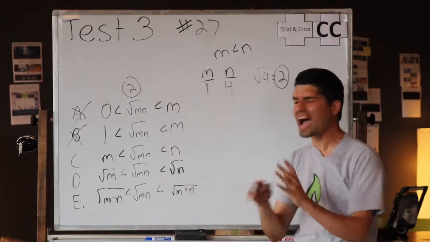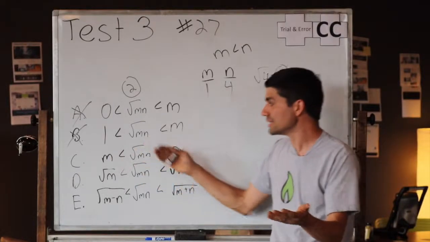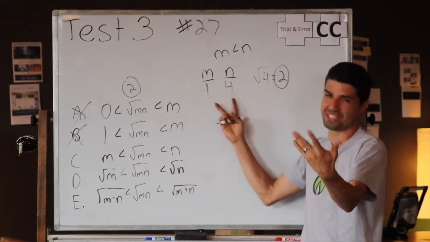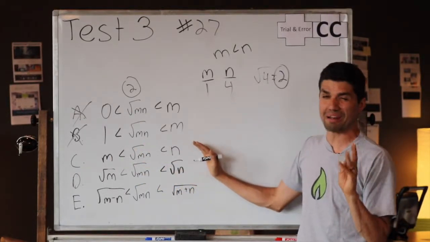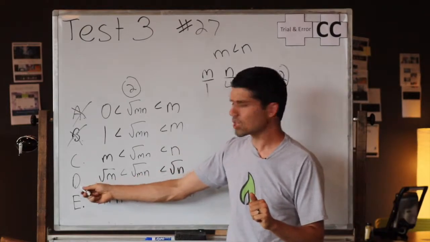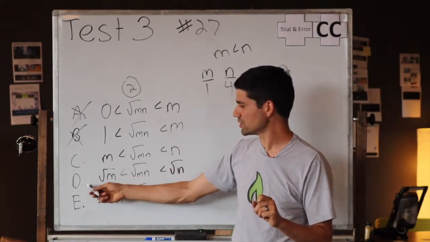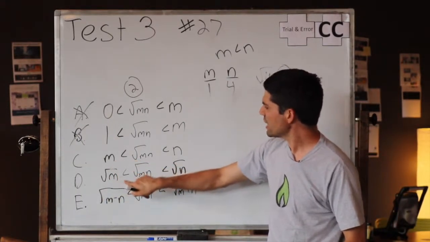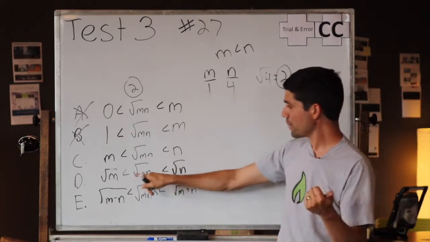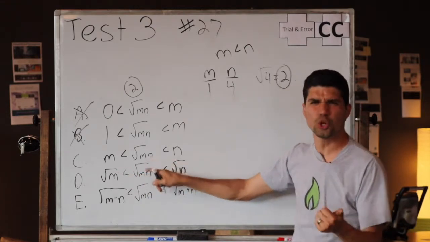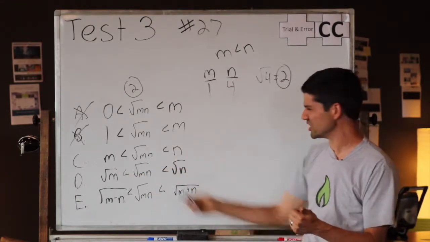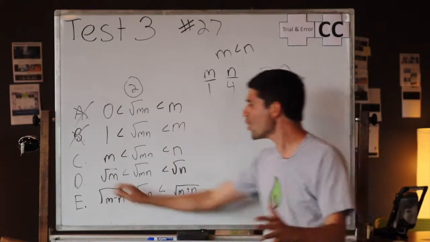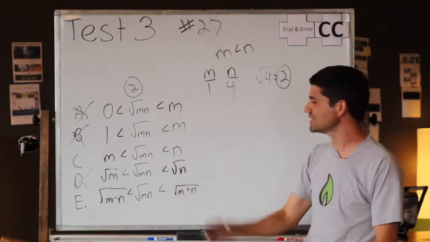So let's keep it. I'm not going to circle C right away because D might be right too, and I might need to pick a different set of numbers. So I know that it might be C. Let's go forward and see the other answer choices. Square root of m is 1. Is 1 less than 2? Yep, 1 is less than 2. Is 2 less than the square root of 4? Is 2 less than 2? No, 2 is not less than 2. No, D's out of there.